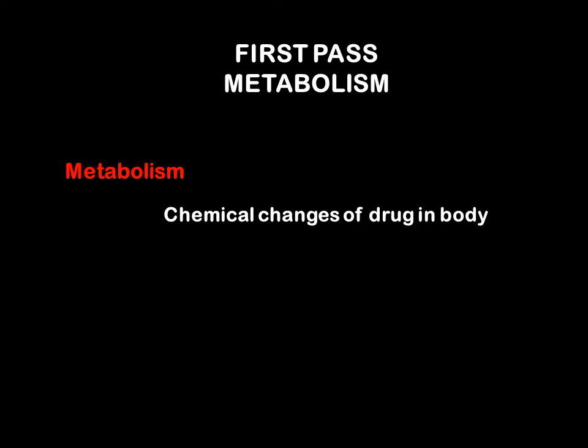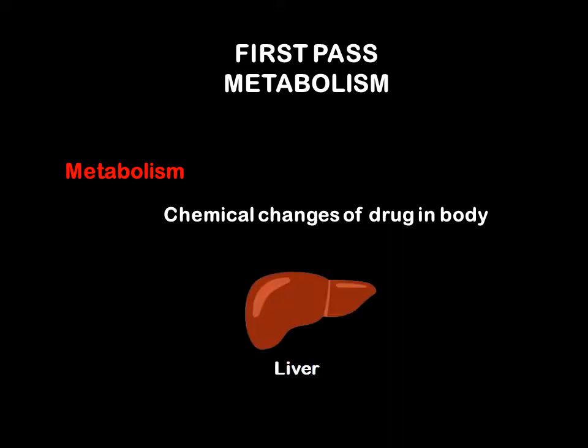And mainly, most of the metabolism, that is the chemical changes or breakdown, occurs in the liver. Liver is the metabolic organ. Most of the metabolism or breakdown of drugs occurs in the liver. So let's understand the entire process. This phenomenon mainly applies to the oral route. So let's understand what happens when we take a drug via the oral route.